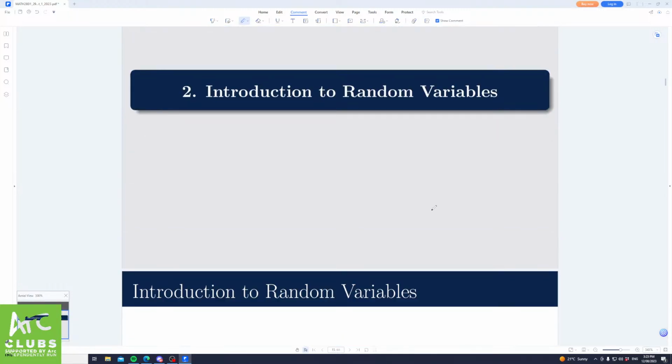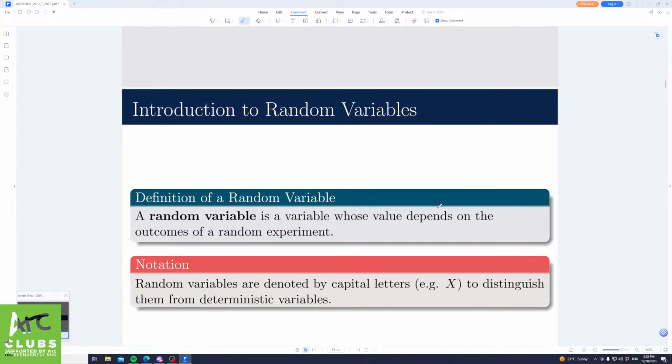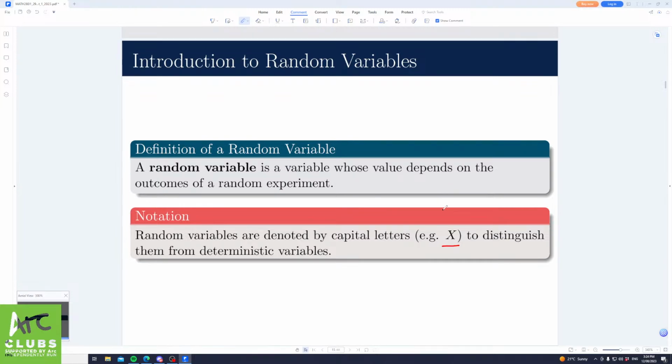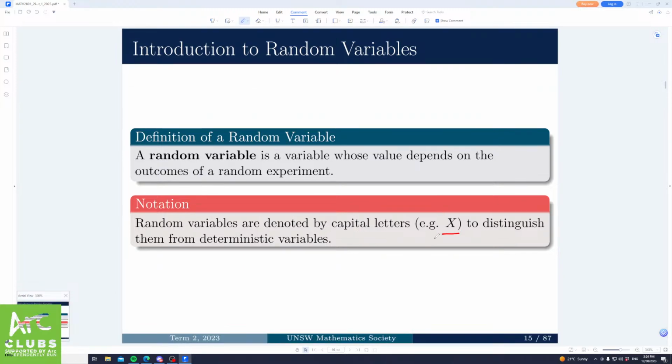We'll move on to the next topic, which is introduction to random variables. And we'll just start off by defining them. So, I'm sure you all know this already, but a random variable is a variable whose value depends on the outcomes of a random experiment. So for example, the random variable X can represent the score you get when you roll a die. And we often denote them by capital letters.